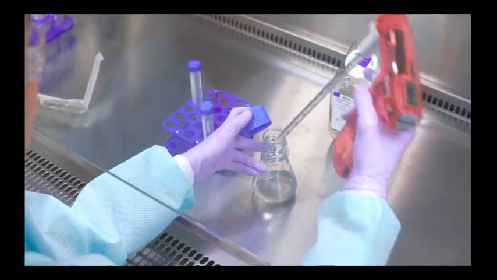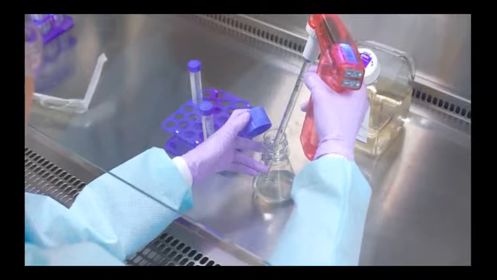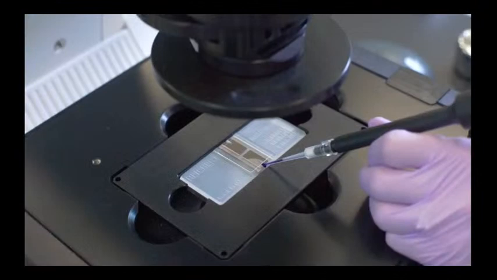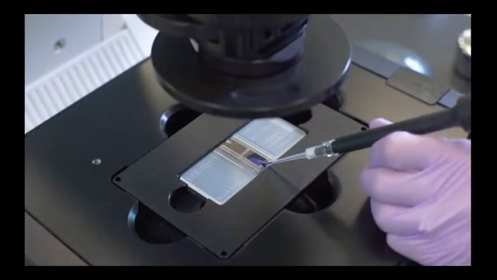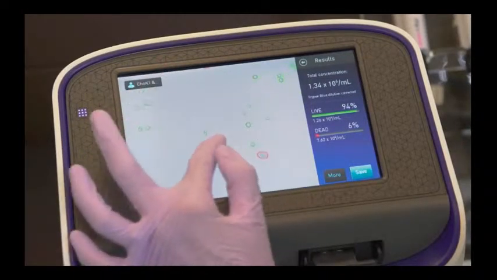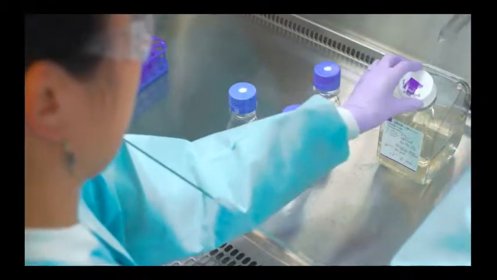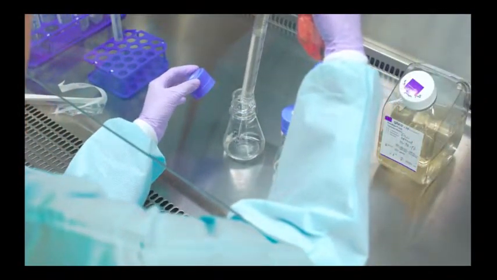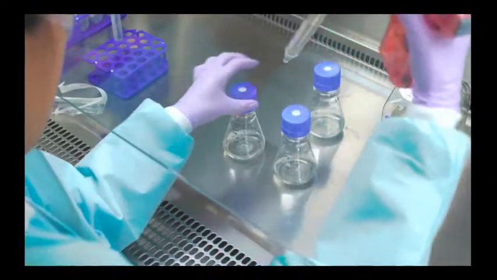When passaging suspension cells, you'll begin by removing a small sample from the cell culture flask for counting. You'll follow the same counting procedure for adherent cells using Trypan Blue and either a hemocytometer or the Countess automated cell counter. Based on your cell count, add additional fresh medium to the flasks. Stay within the minimum and maximum volumes. This is important to maintain optimal air exchange and shaking flow.